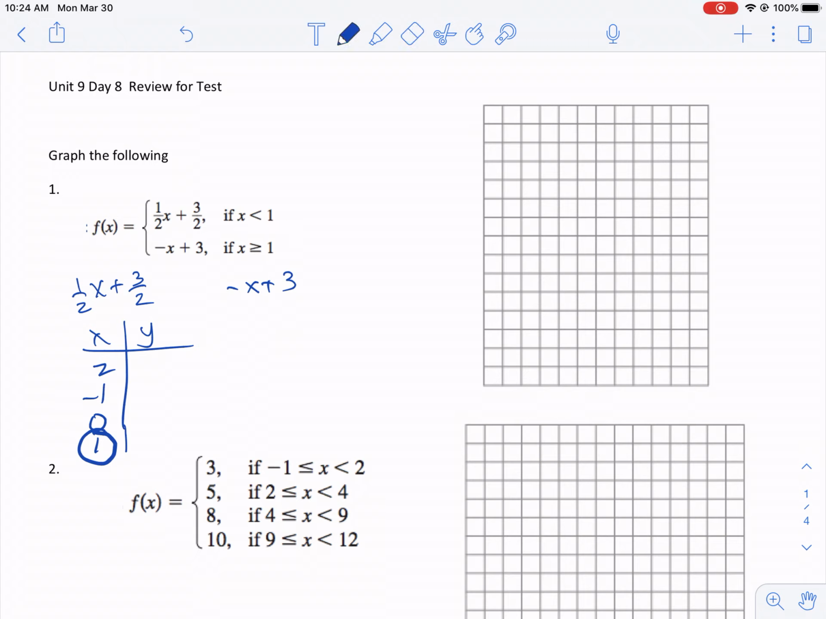And if I plug in a 1, I get a 2, 0, I get 1.5, negative 1, I'll get 1, and then I'll get a half. And then for this one, it wants y values greater than or equal to 1, so I don't circle anything. I'll get these values. Alright, time to graph.